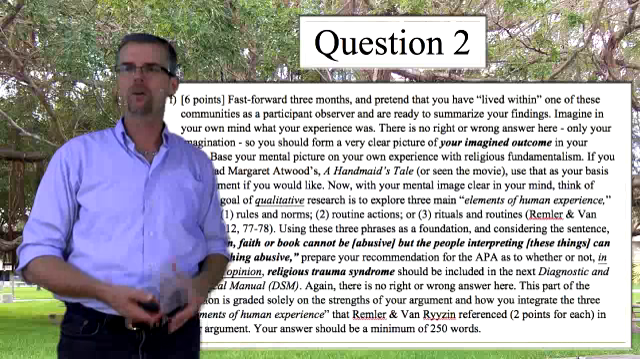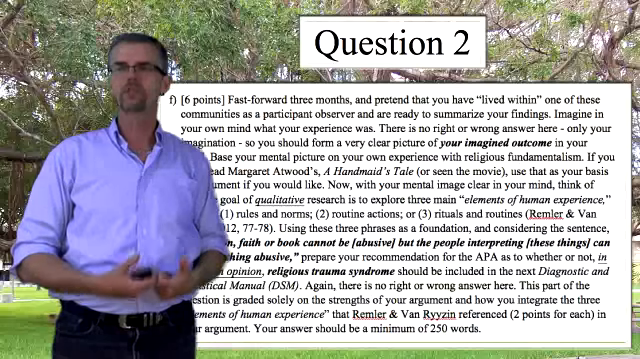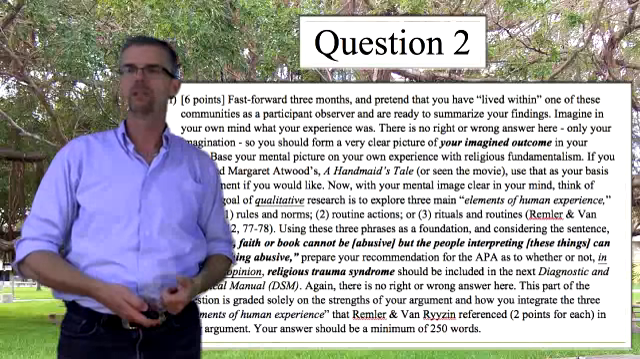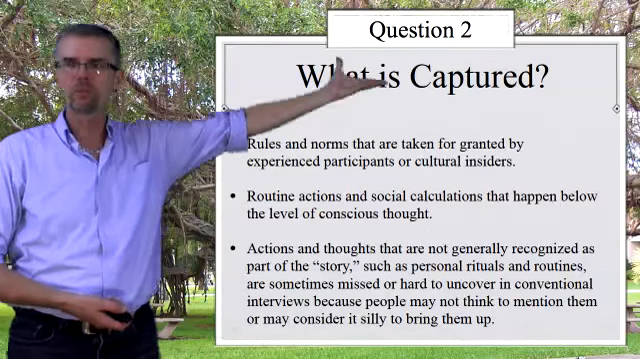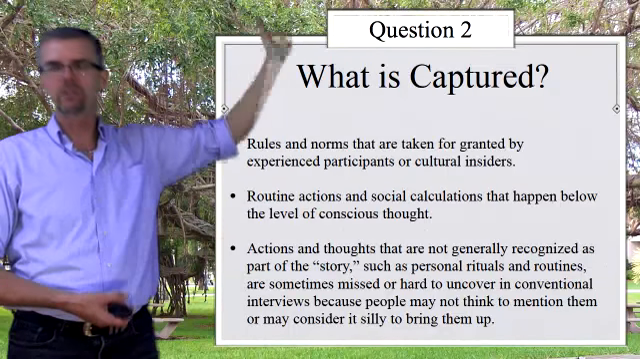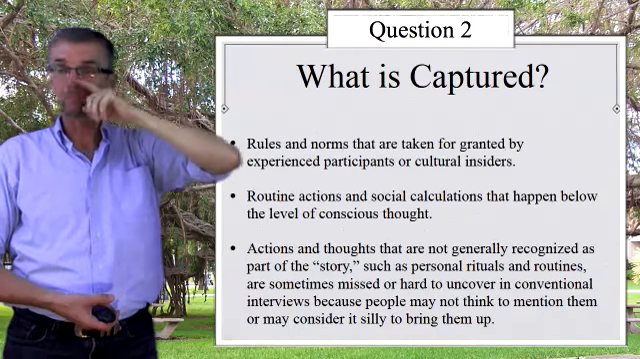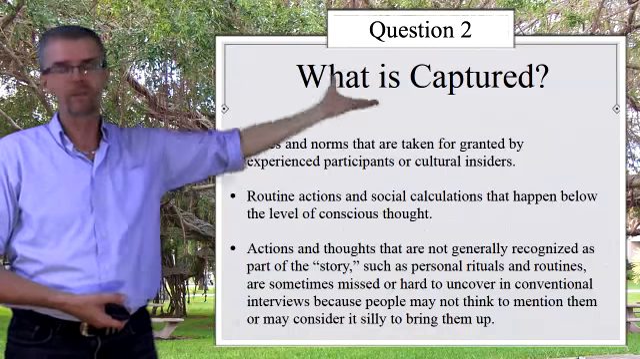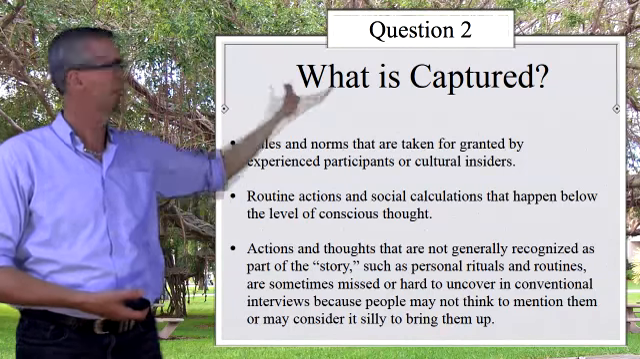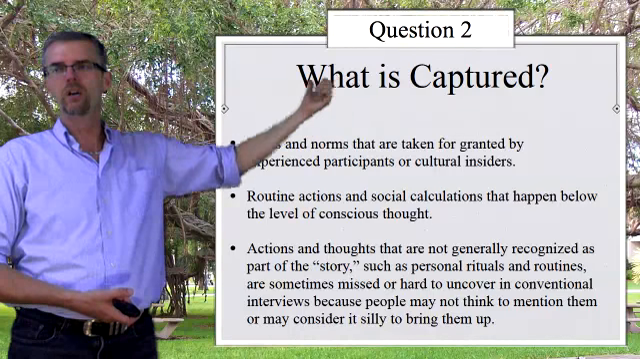Now, with your mental image clear in your mind, think of how the goal of qualitative research is to explore 3 main elements of human experience, namely, as shown here, what do you capture with qualitative methods? This is from a previous textbook that I've studied, and a good resource. The Remler and Van Ryzin textbook described what you capture with qualitative methods. You capture rules and norms that are taken for granted by experienced participants or cultural insiders.